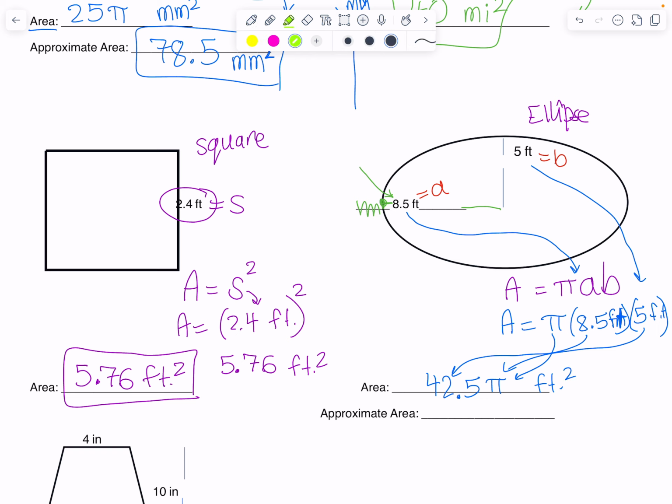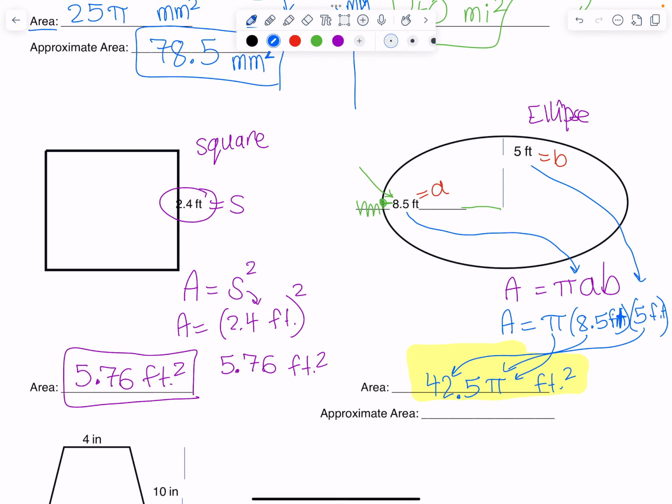Yeah, I think in math we say feet squared or something, but in real life, if you went somewhere and said, I want 42.5 square feet of carpet, you wouldn't say, I want 42.5 feet squared. They would say, what the heck? And you must not measure a lot of things, I guess.